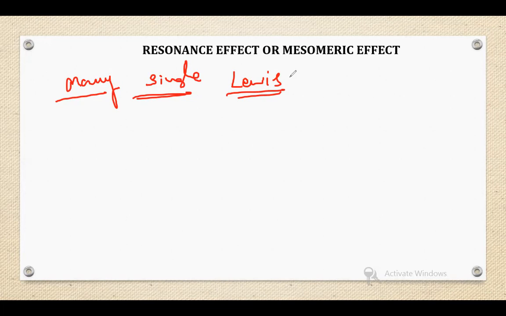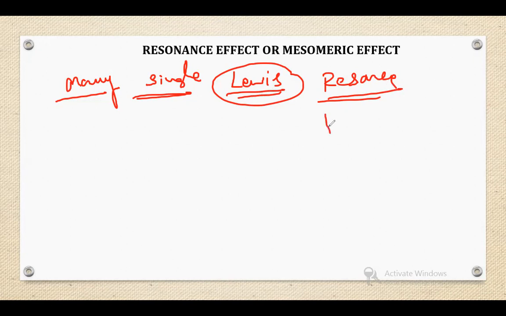Hence, more than two structures are proposed, and these two or three structures we call resonance structures. Out of these, the actual structure is the resonance hybrid structure. The resonance structures are what we call resonance structures, and the actual molecule is the resonance hybrid structure. This phenomenon is known as resonance.